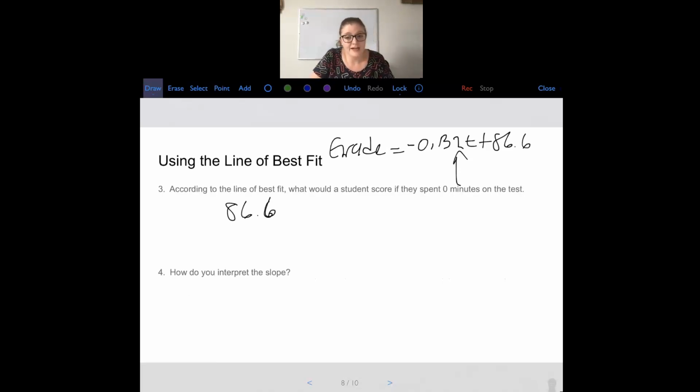And then, how do you interpret the slope? So our slope is negative 0.132. Remember, our slope is our change in the dependent variable over the independent variable. So the units here are grade per minute. What this means is that for each minute that is spent on the test, the grade goes down by 0.132.